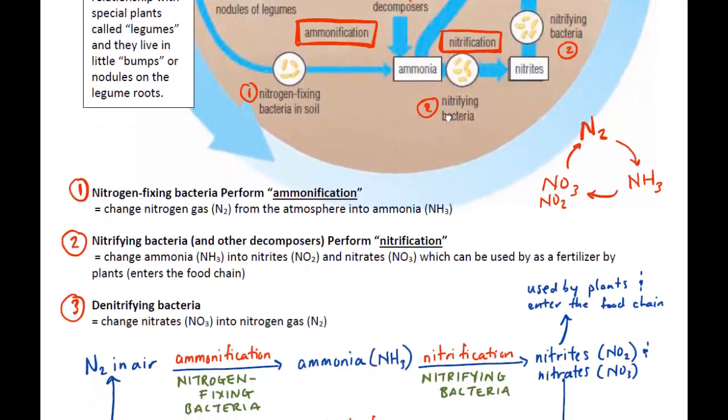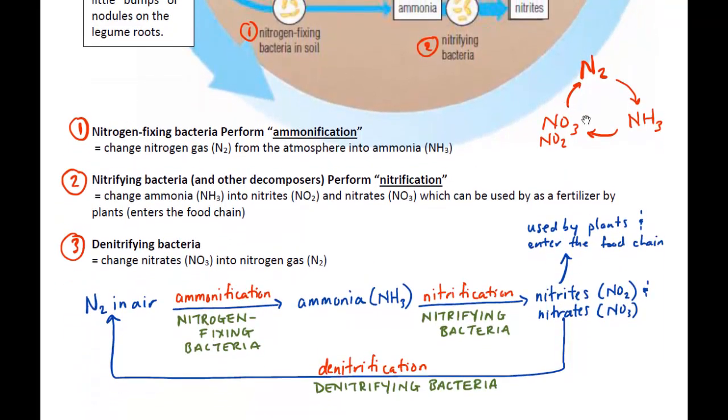Let's take a look and see what's written down here. So you've got, again, nitrogen gas becomes ammonia, becomes nitrates or nitrites, and then it gets converted back to nitrogen gas. And that's your nitrogen cycle. So again, the important terms are ammonification and nitrification. Okay, ammonification to make ammonia, nitrification makes nitrates.